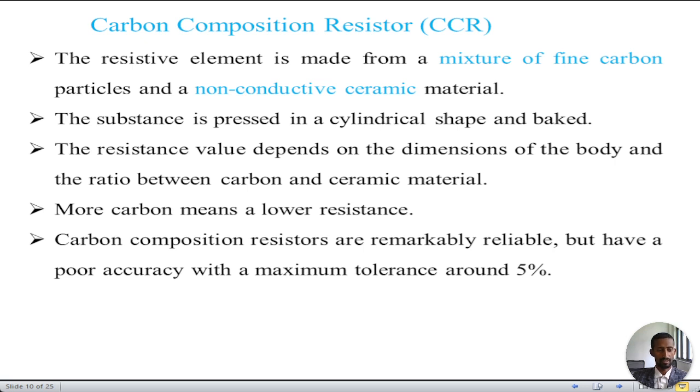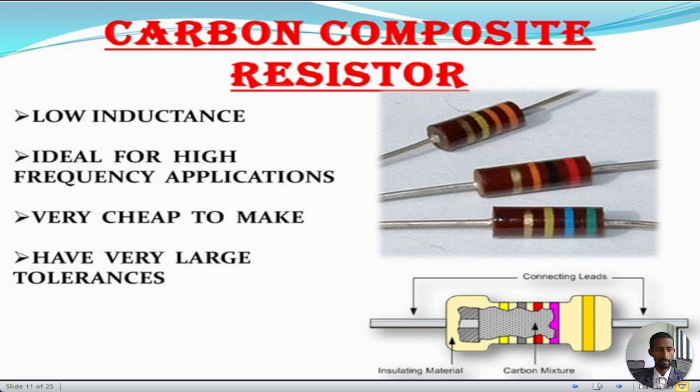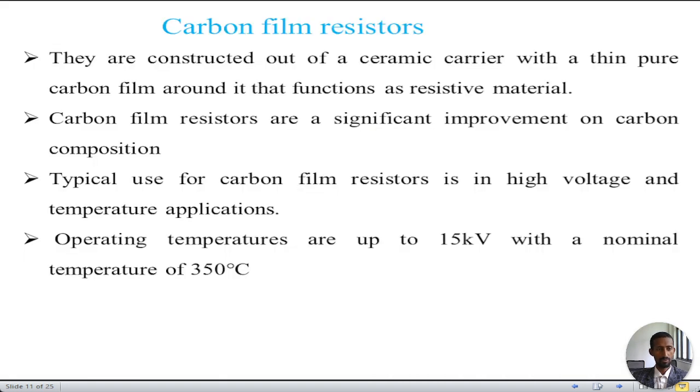These are carbon composition resistor types. More carbon means a lower resistance. Carbon composition resistors are remarkably reliable but have poor accuracy, with a maximum tolerance around 5%. The other one is the carbon composite resistor. They have low inductance, ideal for high frequency applications, very cheap to make, and have very large tolerance. The tolerance is very large here also in the carbon composite resistors.